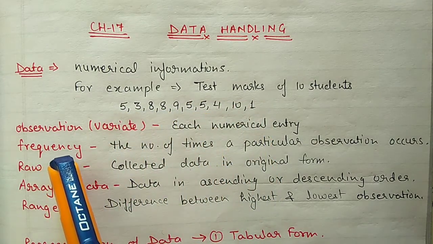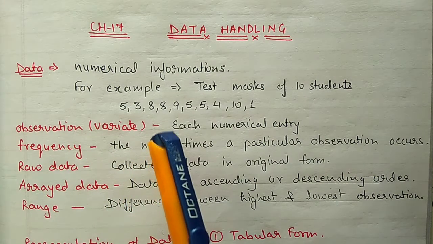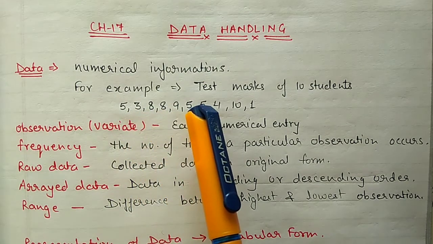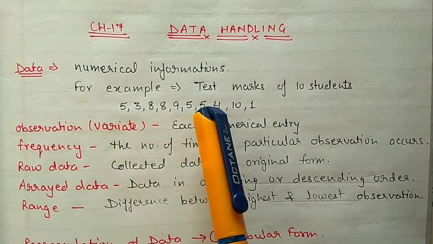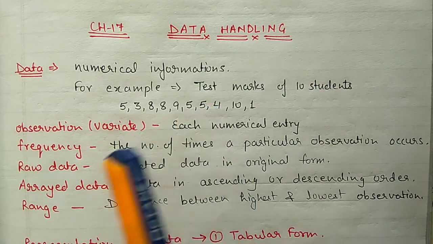Next thing is frequency. Frequency means the number of times a particular observation occurs. For example, if 5, I will check how many times 5 is coming. So 1, 2, 3 times it is coming. It means the frequency of 5 is 3.